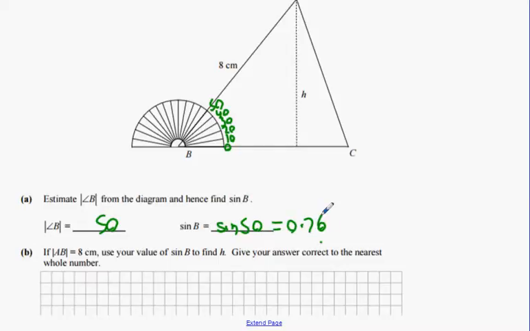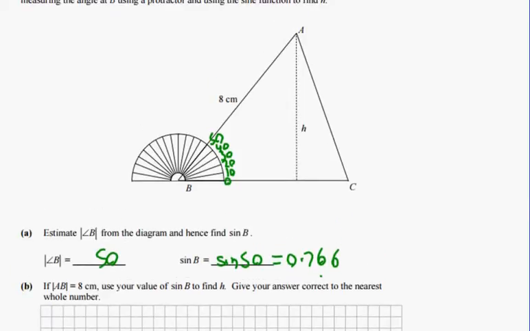0.766. Is that right? Okay. If AB equals 8, where's A to B, guys? A to B is 8.